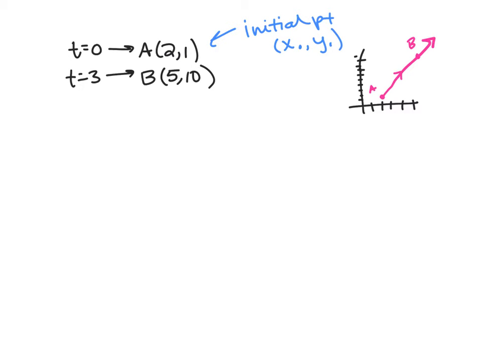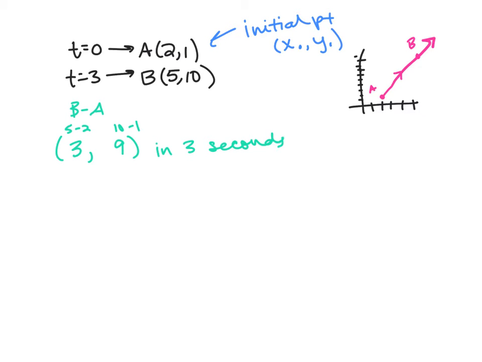Okay, so part A says, find the vector representing the velocity of the object. So we want to find the pointed bracket part of the equation. Well, we can relate this back to finding a component vector or a position vector a couple weeks ago, where we did the terminal point minus the initial point. So we want to do B minus A to tell us the movement. So for x, 5 minus 2 is 3, and 10 minus 1 is 9. So we know our vector is moving 3, 9 in 3 seconds.